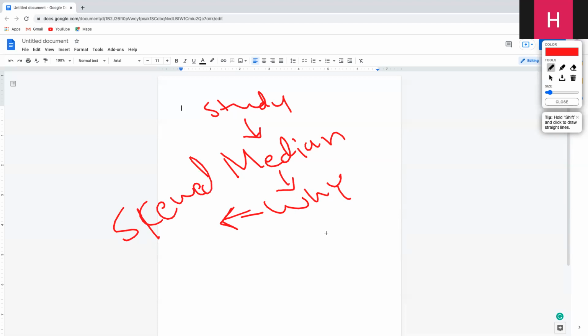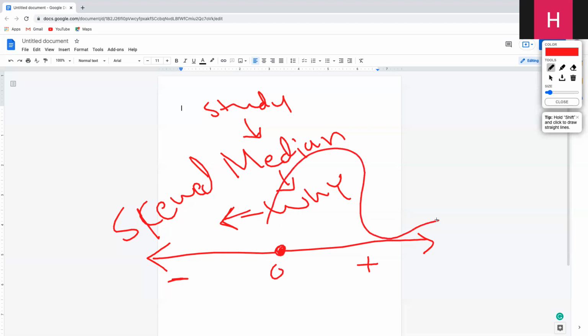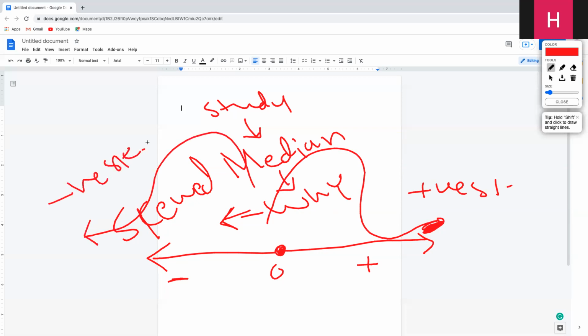So in the skewed distribution, we know that this is 0, right? And you always have positive here and negative here, right? So if you have the curve skewed to the right, look at the tail. What is the tail? If the tail is to this side, this is positively skewed. If the curve is to the left, this is negatively skewed.